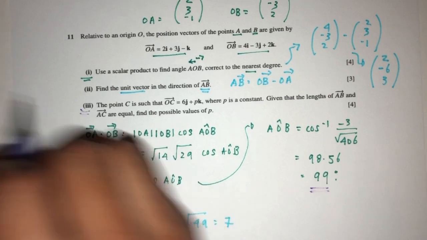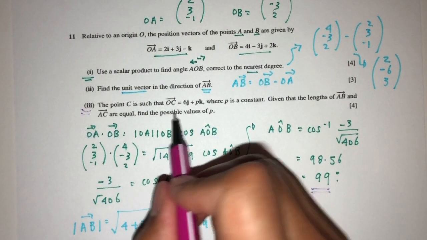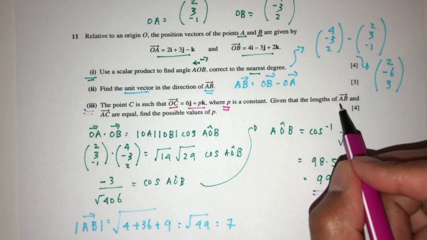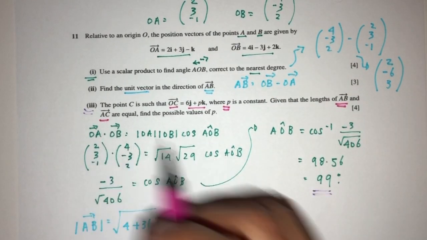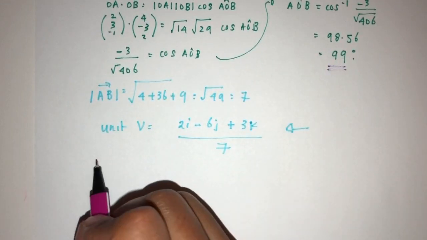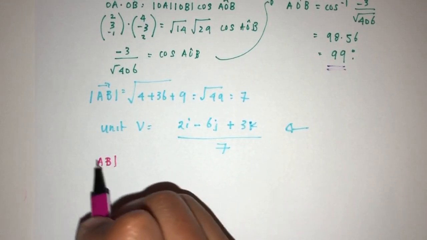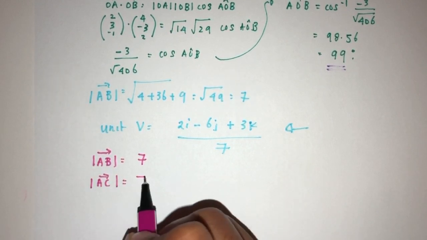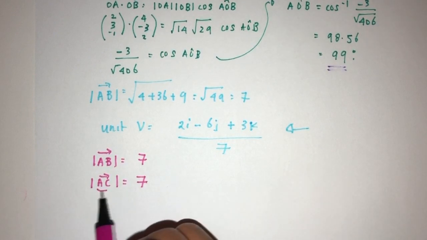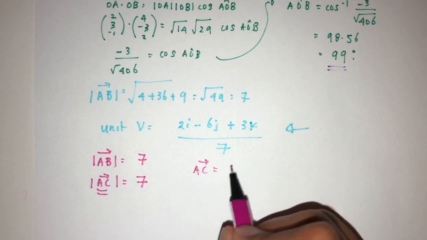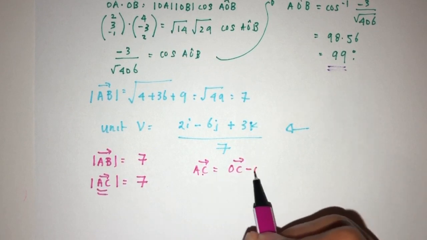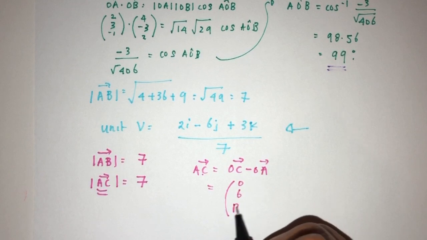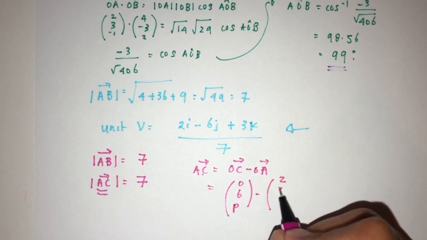Now for part 3, the point C is such that we have OC is this, where P we don't know, right? Given the lengths of AB and AC are equal, find the possible values of P. Now the length of AB, as we have seen here, is 7. Now we also know the length of AC has to be 7 as well, according to the question. Now how would you find this? By definition, AC has to be OC, again take the second one first, minus OA. OC is given to you by (0, 6, P), minus OA given to you by (2, 3, minus 1).